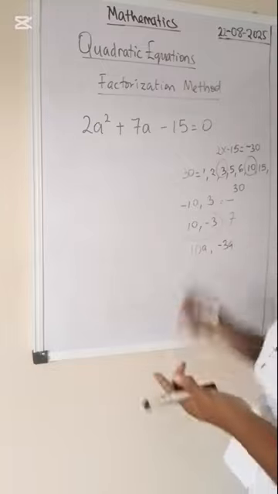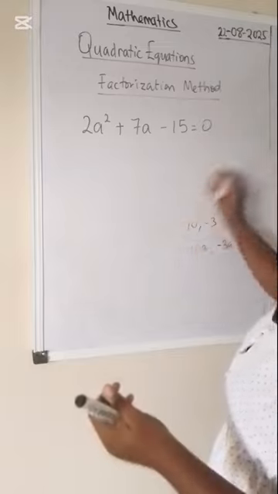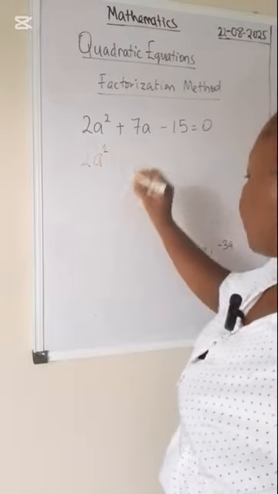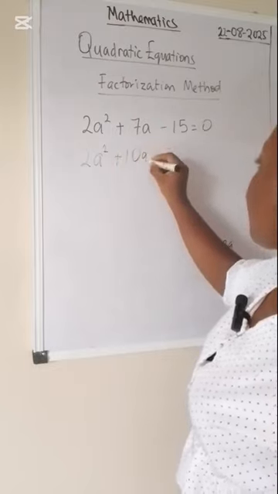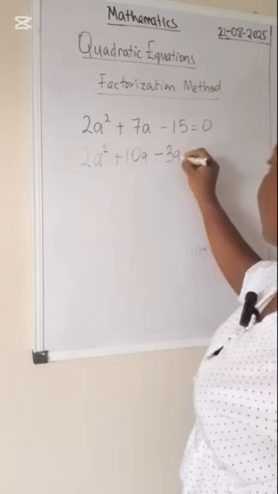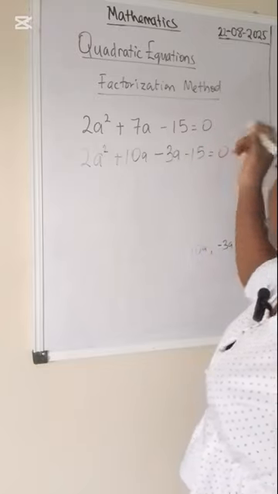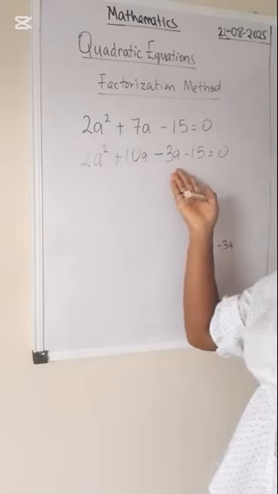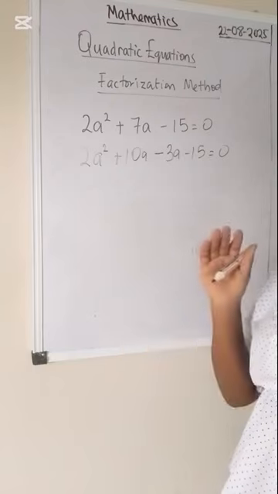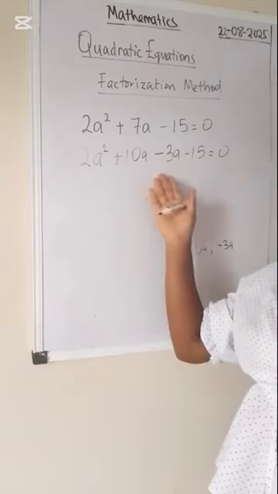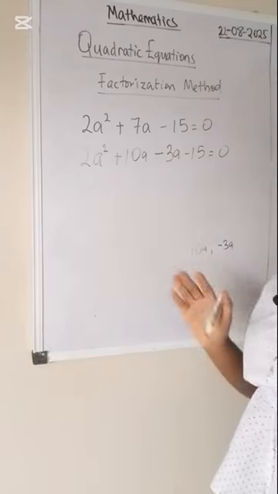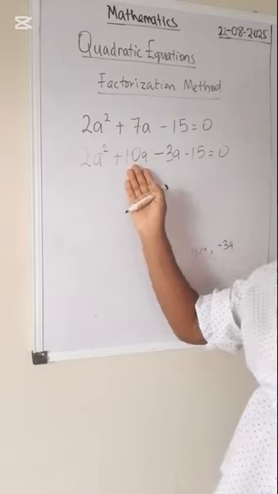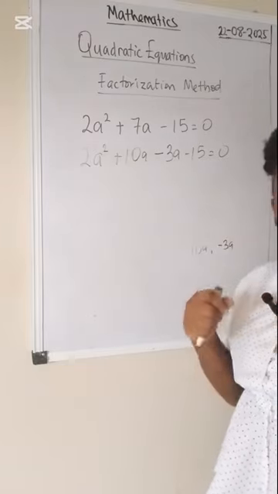So let's go ahead and do just that. 2a squared plus 10a minus 3a minus 15 is equal to 0. Now you can be wondering, why am I putting 10 first? Why not put minus 3 first? It doesn't matter which one comes first, as long as your signs are tallying with the factors you have there, you get the same answer. So we're going to solve this with 10 coming first and then with minus 3 coming first and see if we get the same answer.